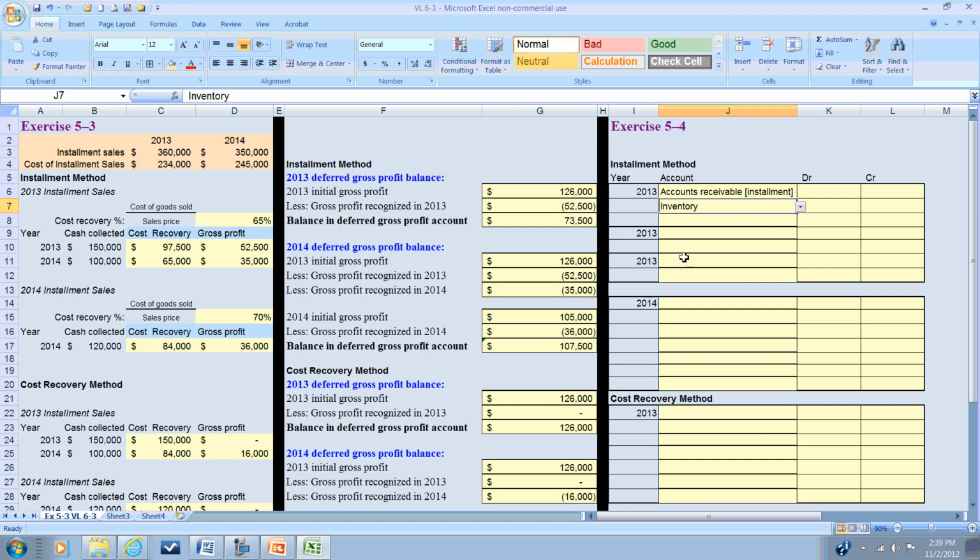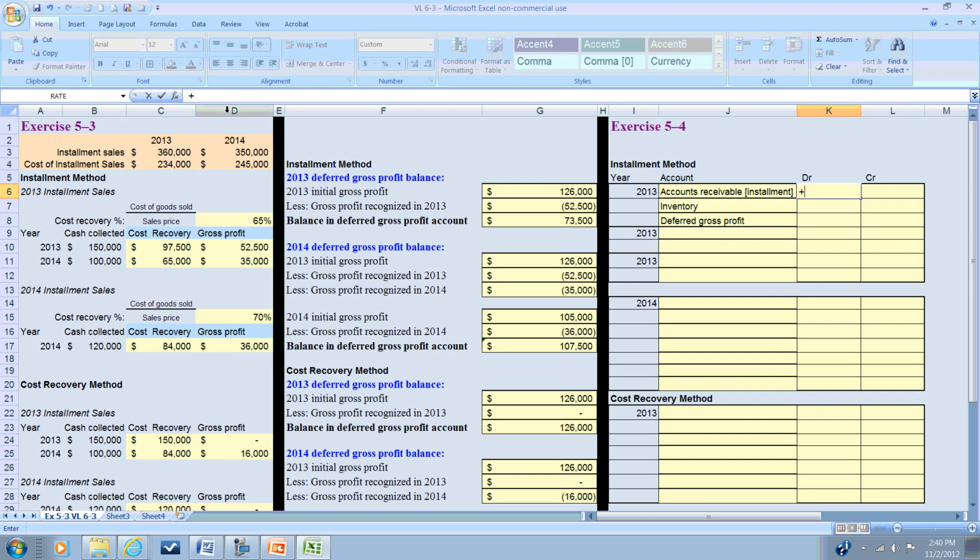We're simply going to reduce down the inventory by the amount that the customer has taken, and then we're going to recognize an account called deferred gross profit. This is a permanent account. This is a balance sheet account. So for 2013, under the installment method, we will increase our receivables by the amount of the sale. We'll reduce down inventory, and the difference will be deferred gross profit of 126.